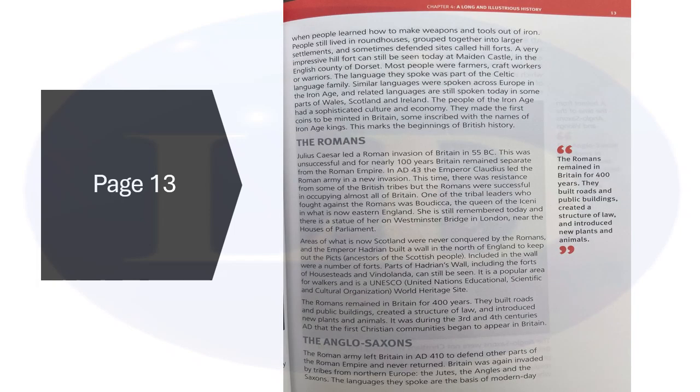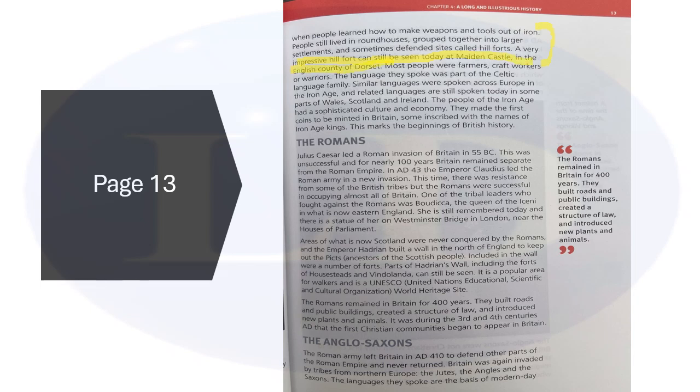Okay, so what happens in Iron Age then? Let's see. People learned how to make weapons and tools out of iron. People still lived in round houses, grouped together into larger settlements, and these defended sites were called hill forts. So I would just bracket this. A very impressive hill fort can still be seen at Maiden Castle in the English county of Dorset.